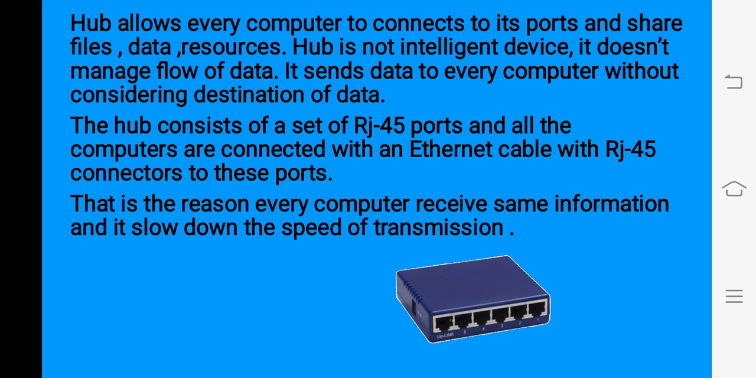But children, a hub is not an intelligent device. It cannot manage the flow of data coming to it. It sends the data that comes to it to every computer without knowing the destination. That is the reason every computer receives the information, and due to this it slows down the speed of transmission.